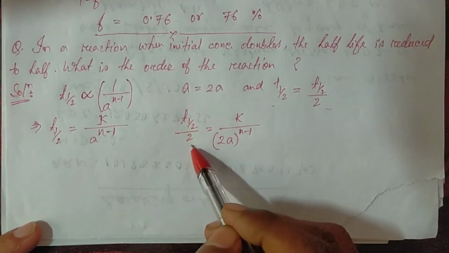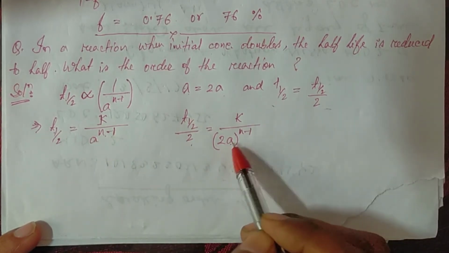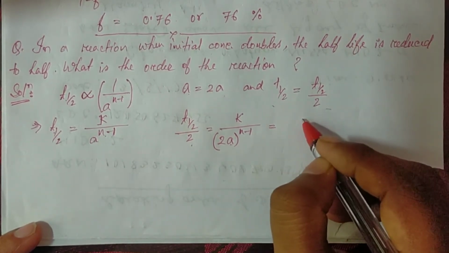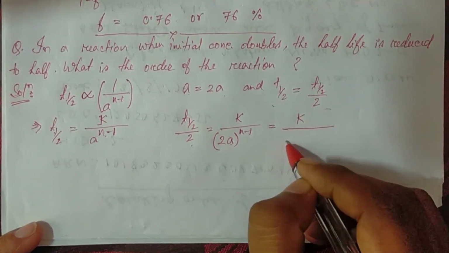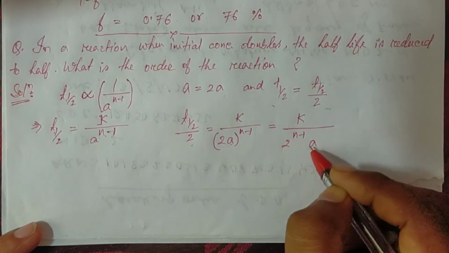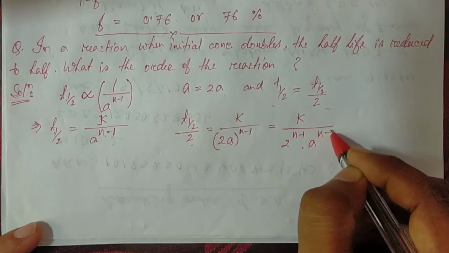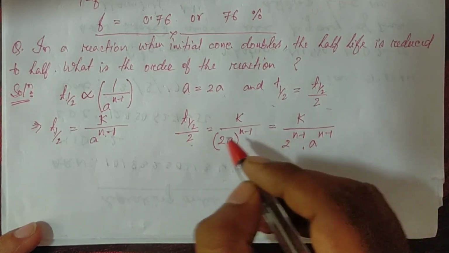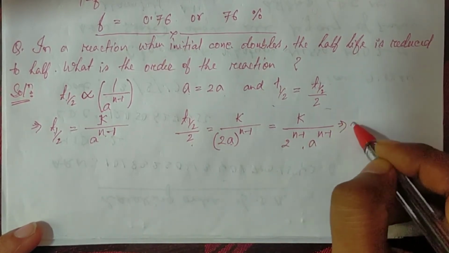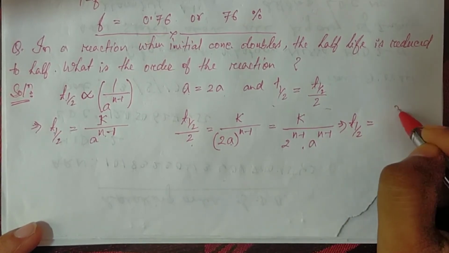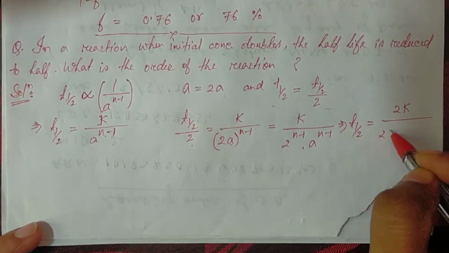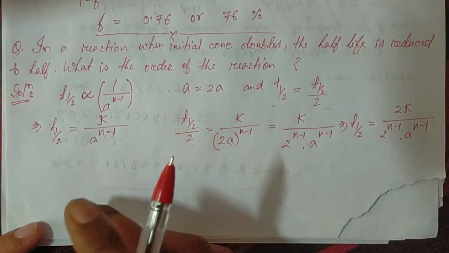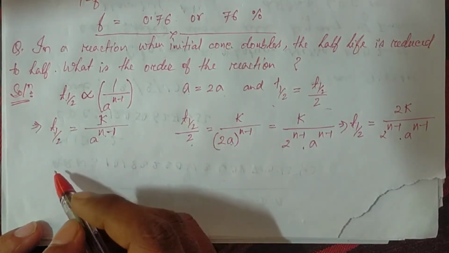t half is equal to t half by 2 and a is equal to twice a. Okay, so we are putting this. Then we can write this equation as k 2 to the power n minus 1 and a into a to the power n minus 1. And also we can write t half is equal to twice k to the power n minus 1 into a to the power n minus 1. So if we compare this equation and this equation, we will get what?